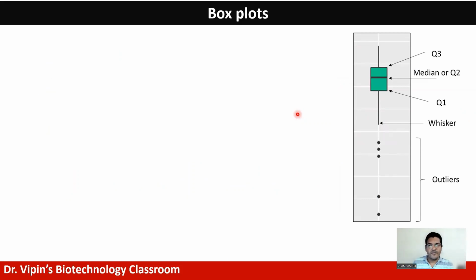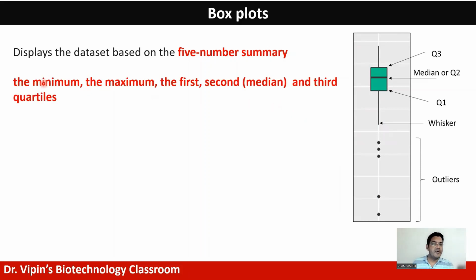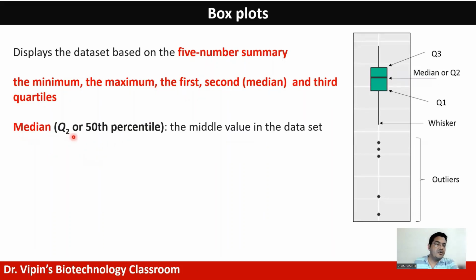So box plot represents the data in a 5 number summary. These 5 numbers include the minimum number, the maximum number, and these are not essentially the minimum and maximum number of the series. The first, second, and third quartiles. The median or Q2 is basically the 50th percentile or the middle value in the data set.